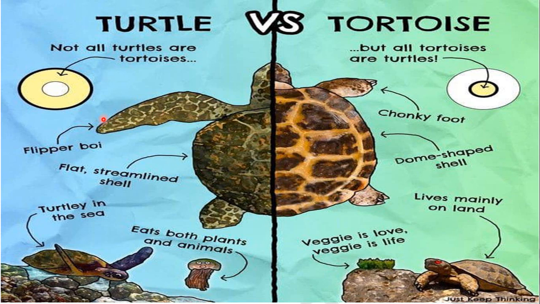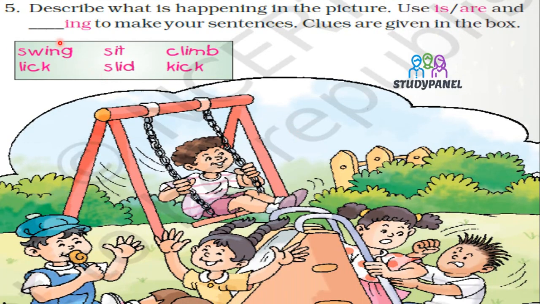बस आप ये जो है 1, 2, 3, 4 डिफरेंसेस इनफ है दोनों के लिए, यू कैन राइट इट इन योर नोटबुक. कम टू द नेक्स्ट 5, डिस्क्राइब व्हाट इज हैपनिंग इन द पिक्चर, यूज इज और आर एंड आईएनजी इन एंड आईएनजी टू मेक योर सेंटेंसेस. Clues are given in the box, these are the clues: swing, sit, climb, lick, slide, kick. See, these are the clues and this is a picture. So, we have to use is or are with ing.